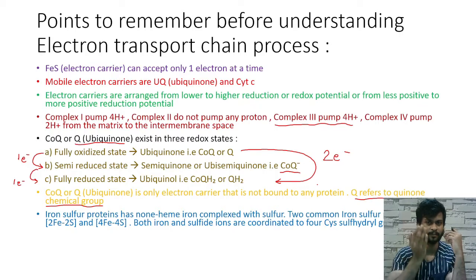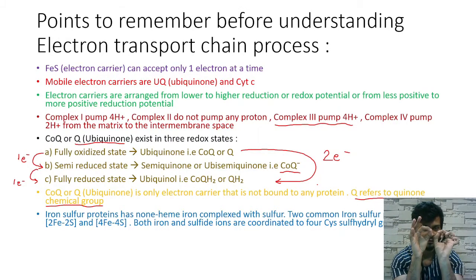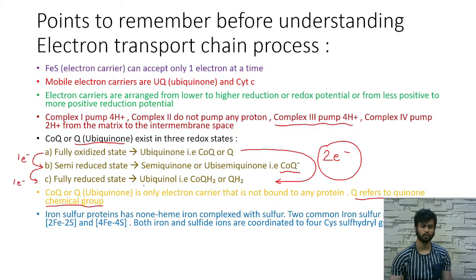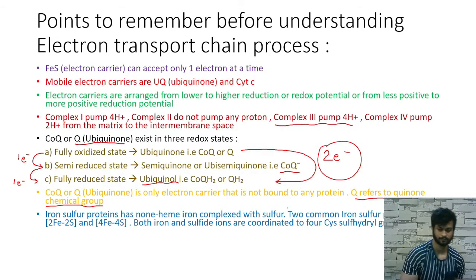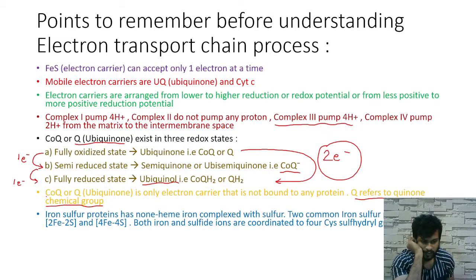Reduction means acceptance of proton and electron. So the fully oxidized state, after accepting one proton and one electron, gets reduced into the semi-reduced state. The semi-reduced state again accepts one proton and electron, and gets converted into the fully reduced state. So can we say that the fully oxidized state after accepting 2 protons and 2 electrons will get converted into the fully reduced state, that is ubiquinol? Simple. Coenzyme Q or ubiquinol is the only electron carrier that is not bound to any protein. This can be asked in exam.